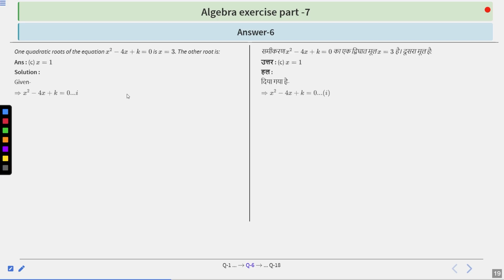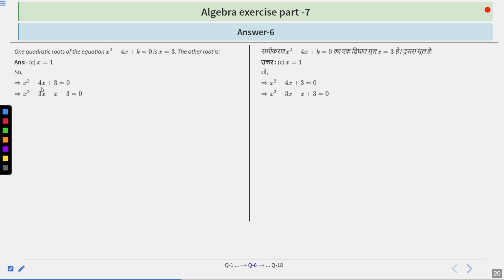We were given that x square minus 4x plus k equal to 0, and the other root was x equal to 3. So we have two equations, 1 and 2. So from 1 and 2, if x equal to 3 is the root, that means it should satisfy the given equation. Therefore, putting the value of x equal to 3 in the first equation, we get 9 minus 4 into 3 plus k equal to 0, or k equal to 3. So x square minus 4x plus 3 is equal to 0. In place of k, we have put 3.